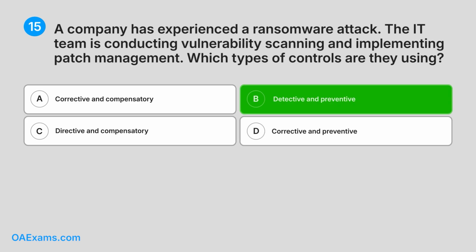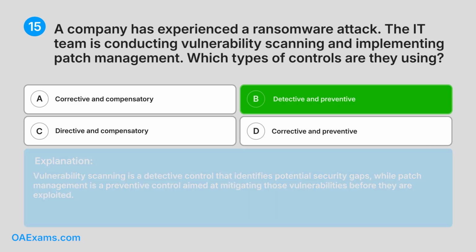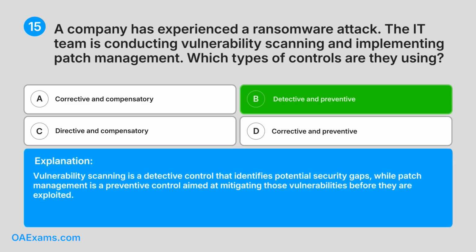Correct answer. B. Detective and preventive. Explanation. Vulnerability scanning is a detective control that identifies potential security gaps, while patch management is a preventive control aimed at mitigating those vulnerabilities before they are exploited.